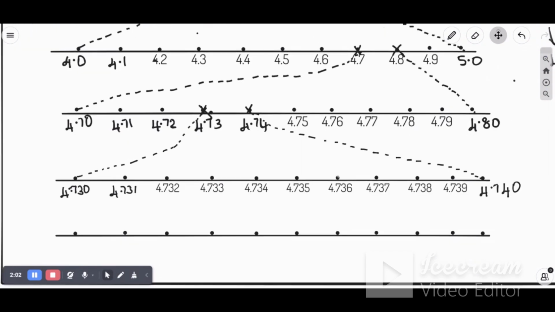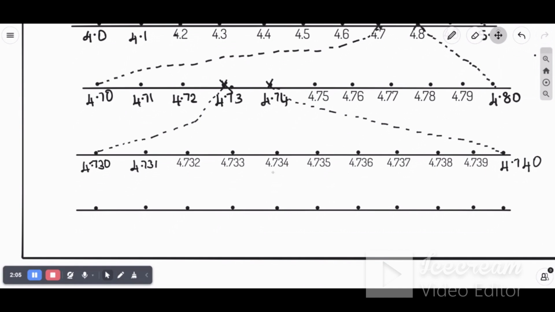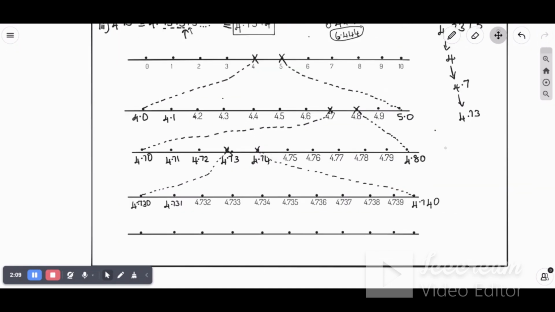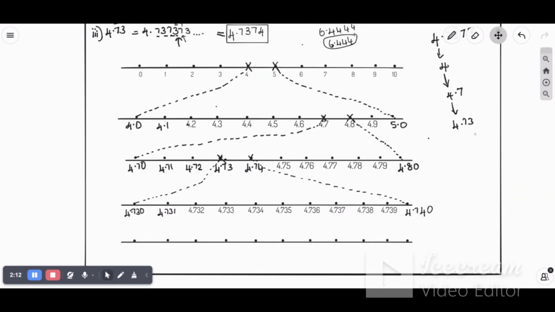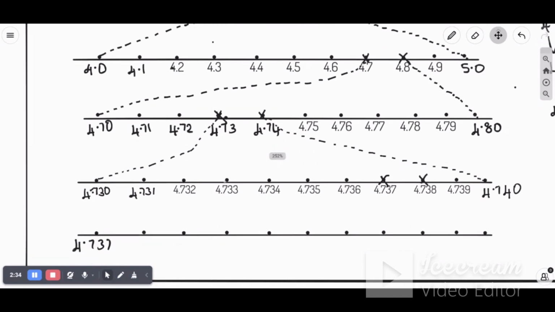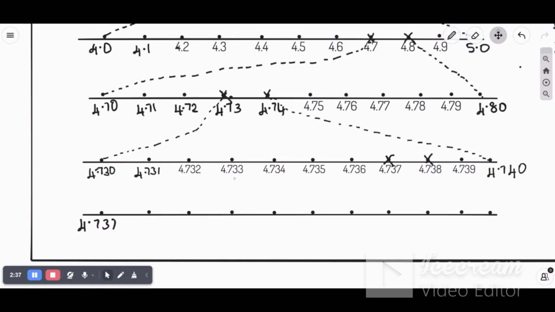4.7374. So let us check where this number is. We have stopped till here, right? 4.73. The next number will be 4.737. So that is your 4.737. It's over here. So mark this, and then drag this number 4.737 over here. Please make sure that you understood this carefully and go digit by digit, not that fast.